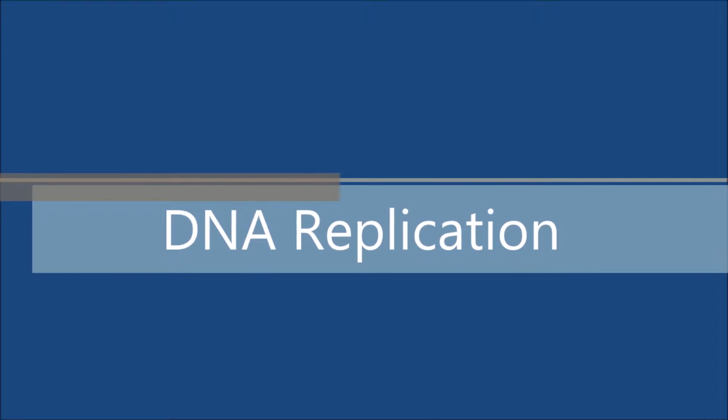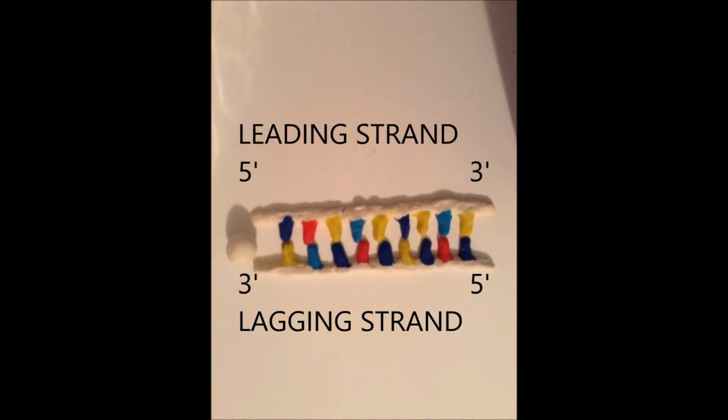DNA replication. Here we have a little DNA strand, and its top strand is a leading strand because it's read 5' to 3'. DNA is always read 5' to 3'. And the bottom of this little DNA strand is called the lagging strand because it's read, well, it's read 5' to 3', but it starts with 3' and ends with 5'.